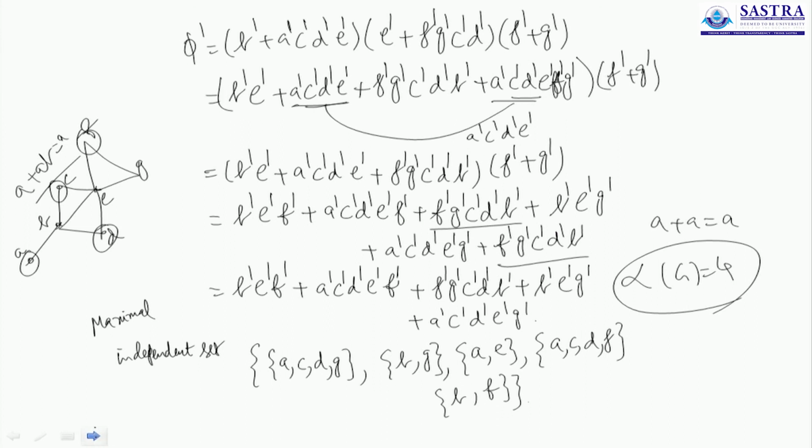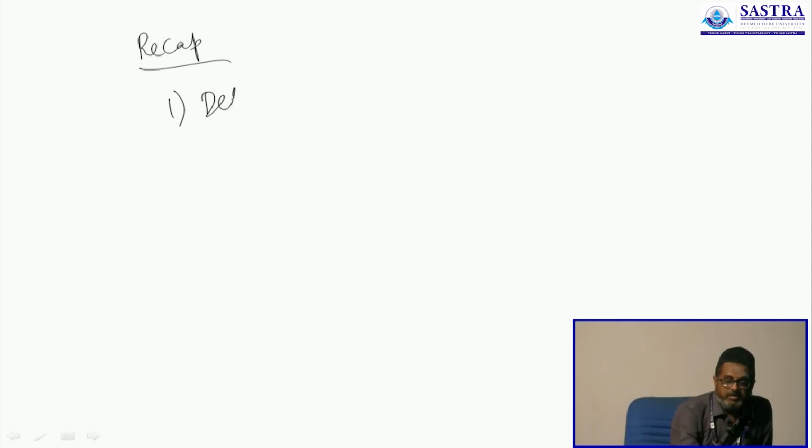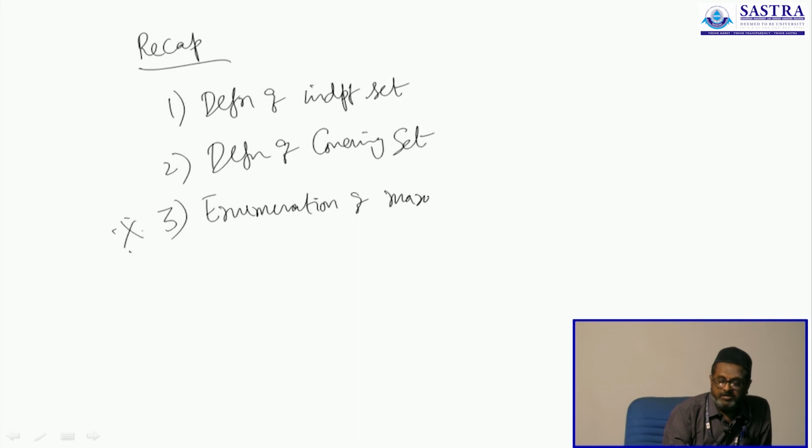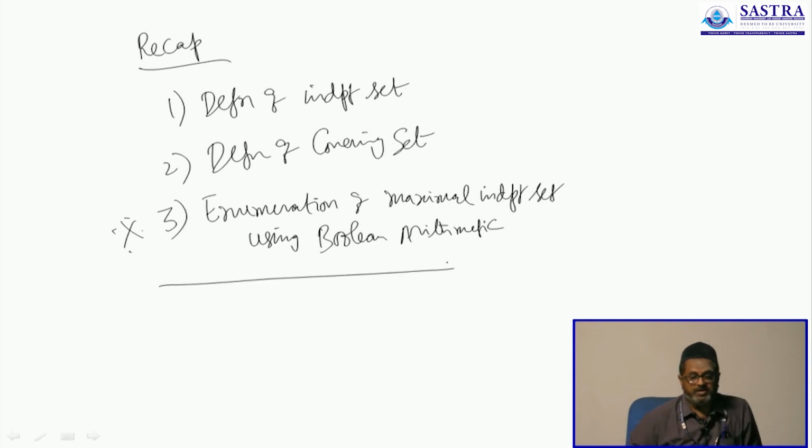And to conclude, let me recap what has been done in this lecture. Number 1, definition of independent set. The second one was definition of covering set. And the third important one is enumeration of maximal independent set using Boolean arithmetic. So these are the things that we had done in this lecture.